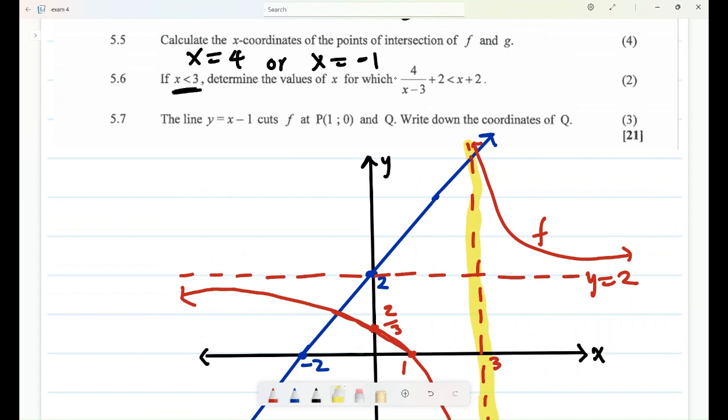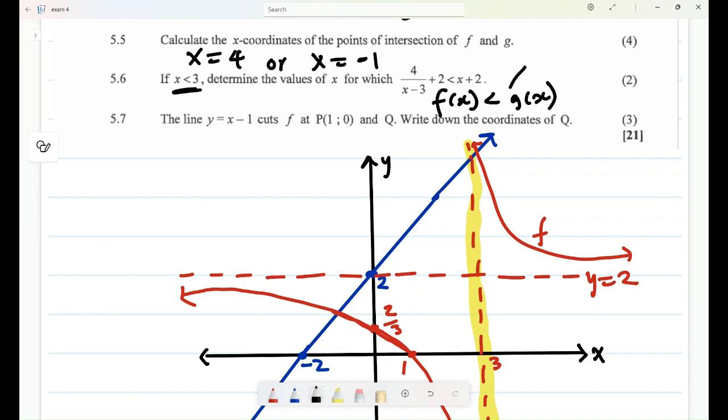Determine the values of x for which 4 divided by x minus 3 plus 2 is less than x plus 2. The examiner is trying to say where f of x, because remember this is a formula for f of x, is less than x plus 2, and x plus 2 is g of x. So the examiner is trying to say, determine the values of x for which f of x is less than g of x.